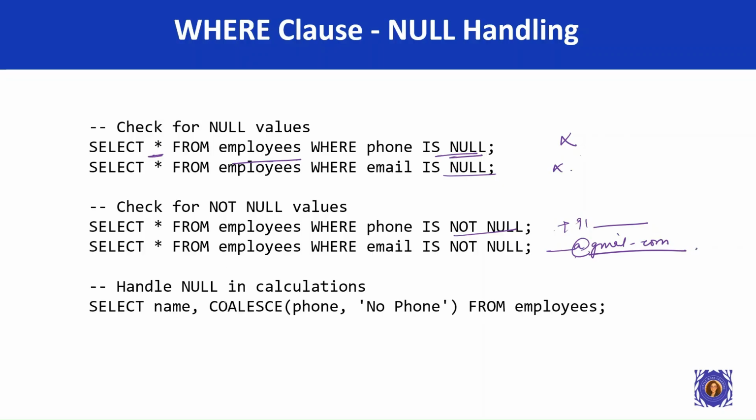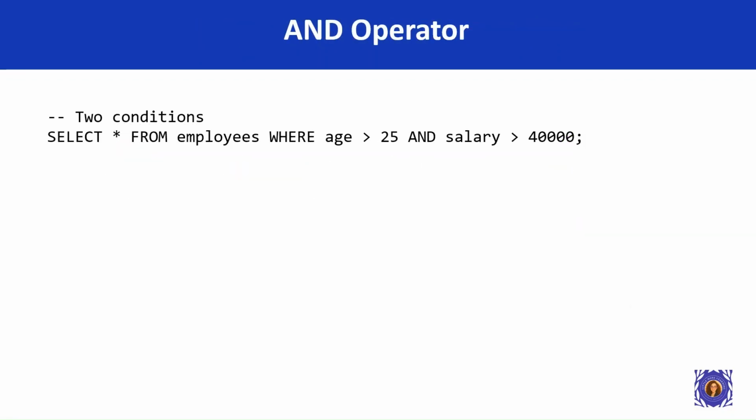Now, if we want to handle null, we can use this command or keyword, where it will replace every occurrence of null in the attribute phone with no phone in the table employees. Then we have the AND operator. It is just like the Boolean AND. For the condition to be true, the age should be greater than 55 and the salary should also be greater than 40,000.